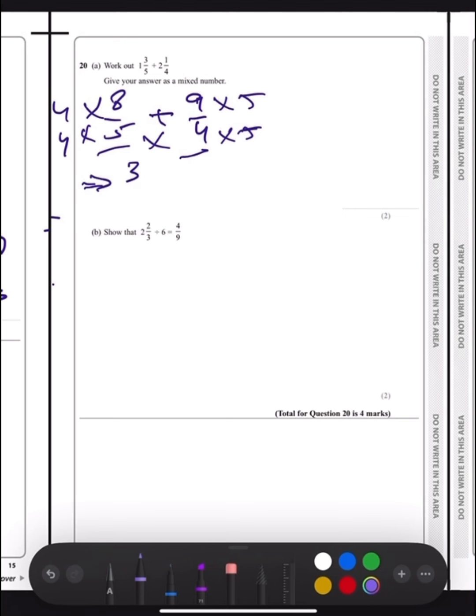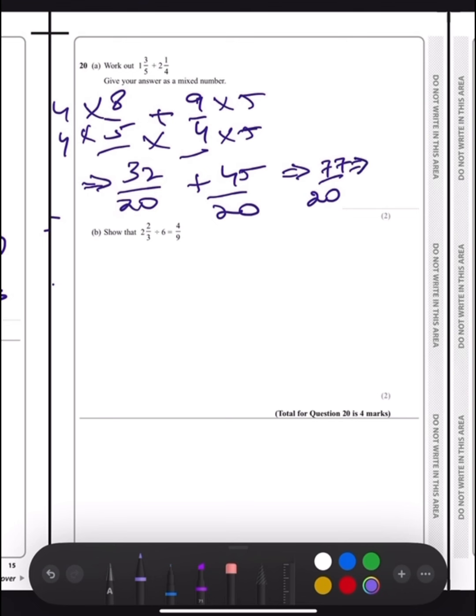So we did the same. For 8 over 5, we multiplied by 4, and then we got 32 over 20 for 8 over 5. And for 9 over 4, we got 45 over 20. Now their denominators are the same. So now we will add them up, which gives us an answer of 77 over 20.